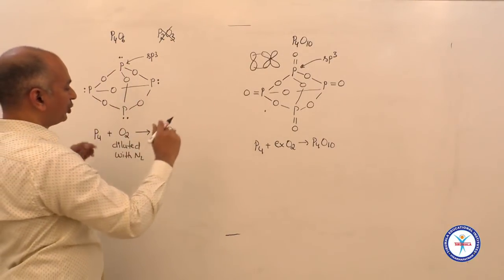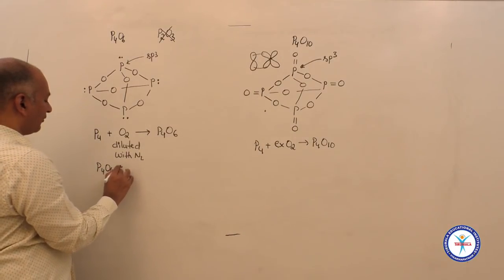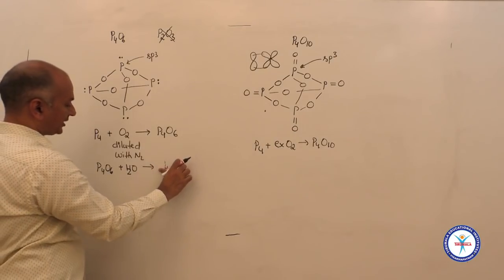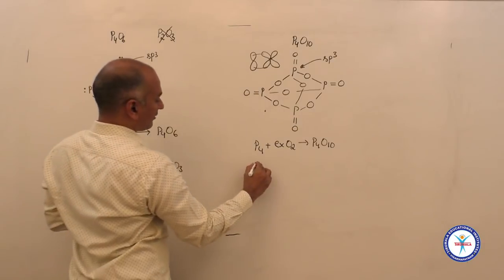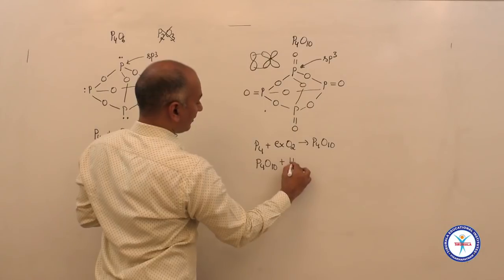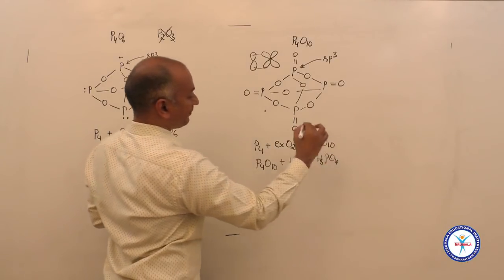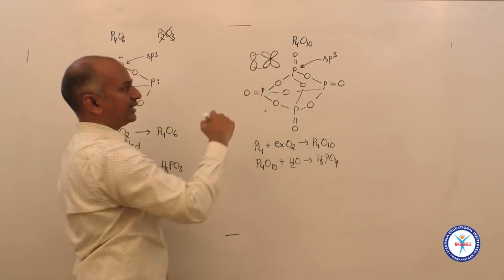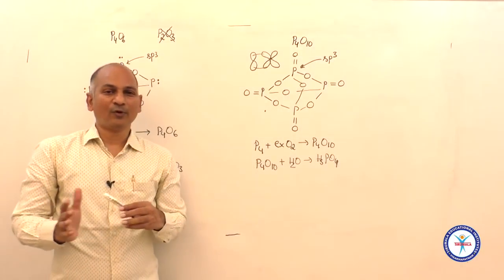So these two both are acidic, and if you dissolve this P4O6 in water, you will get H3PO3. And if you dissolve P4O10 in water, you will get H3PO4. Now, another important feature of this P4O10 is it is a very good dehydrating agent, removing water.